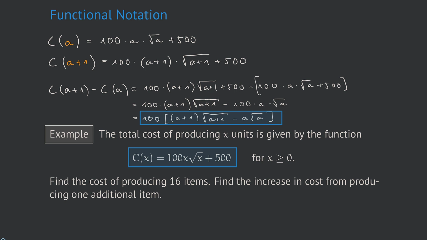In fact, this is the best we can do here. This expression gives us the information that if we initially produce a units, what is the increase of cost if we start producing a plus 1 units? This is, by the way, also a function. It depends on a, and we could give it a new name, something like I for increase.